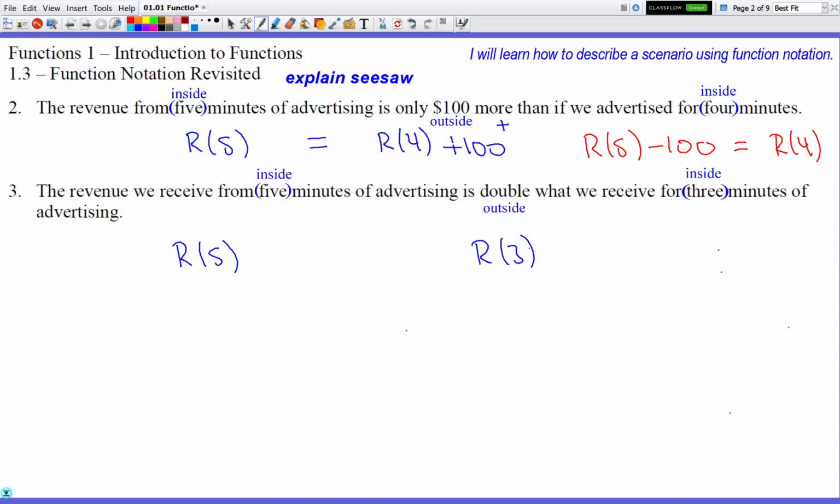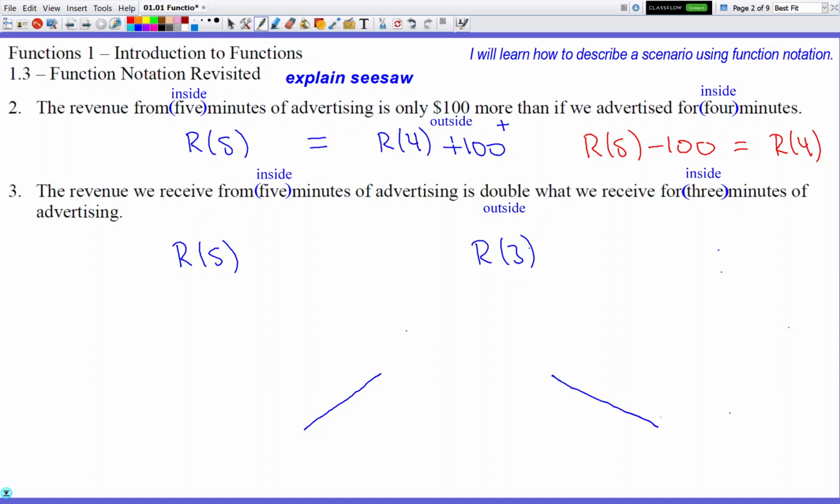Okay, so if this is a seesaw, which way is it tilting? Is it tilting heavier side on the left? Or is it tilting heavier side on the right? Which way is this seesaw tilting? Which part of the seesaw is on the ground because it's heavier? Advertising for 5 minutes or advertising for 3 minutes?